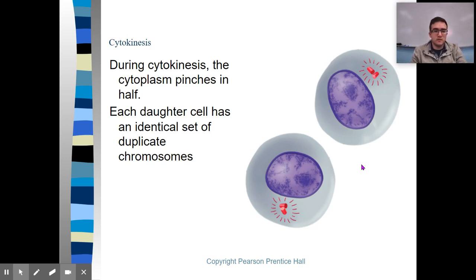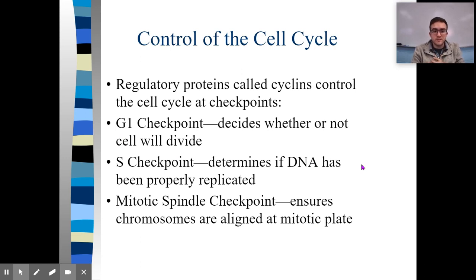Now let's just briefly talk about control of the cell cycle. Like how do cells know how fast or slow to go through this process? Well, there's checkpoints. There are proteins that we call cyclins that control the cell at checkpoints, and there are three checkpoints. There's the G1 checkpoint at the end of the G1 phase, and all it's really doing is deciding: we're going to divide now, or we're going to wait.